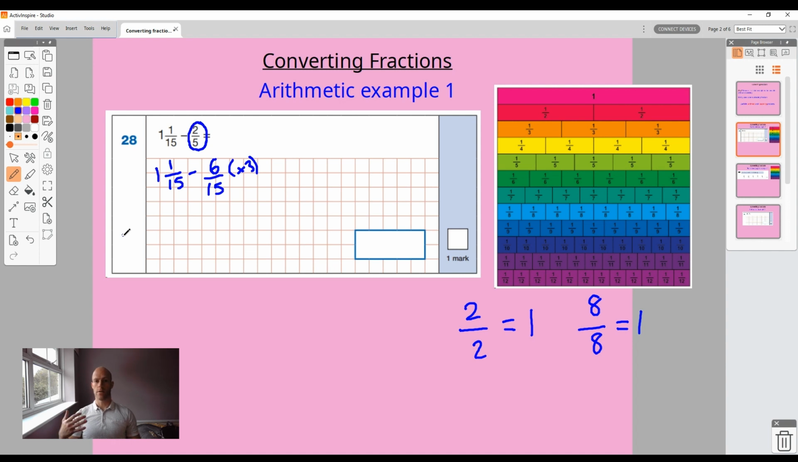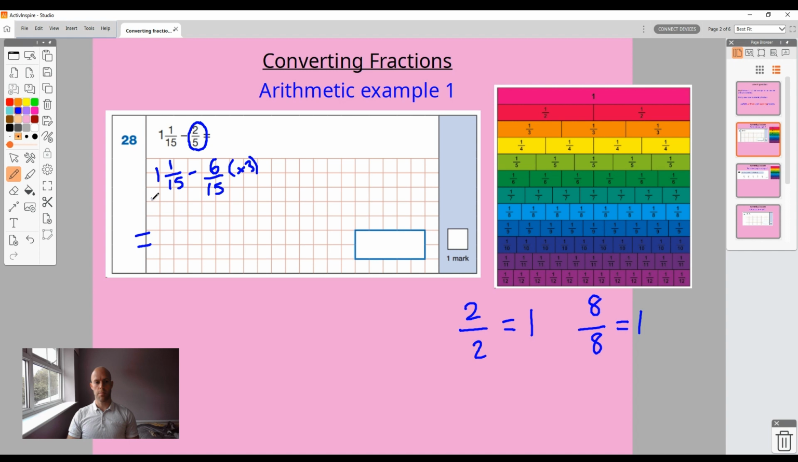But now you can see we still haven't solved this problem because I need to take 6 15ths away, but I've only got 1/15 here. So what I need to do in order to solve this is I need to give myself more 15ths. So I need to cash this in. It's like having a £10 note and breaking it into 10 £1 coins. If I owed somebody £3, for example, I couldn't give them a £10 note. But if I broke it into £1 coins, I could.